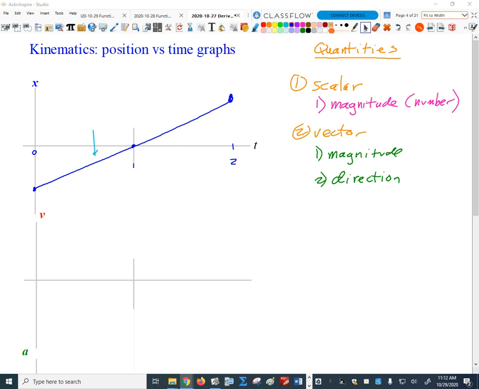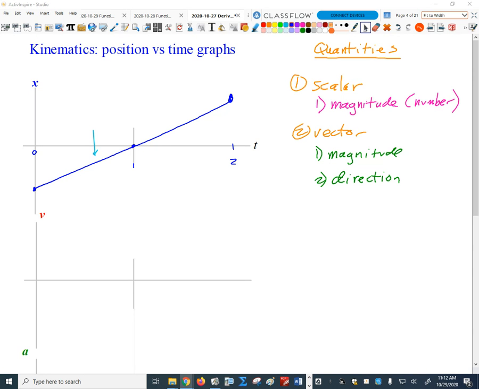So if I want to know my distance from 0, well, it's 1 here and it's 1 here. That's a scalar, right? That does not include a direction. But my position is a vector quantity, because either it's positive 1 here or it's negative 1 here. Now, that would get much more complicated if I wasn't moving in just a straight line.